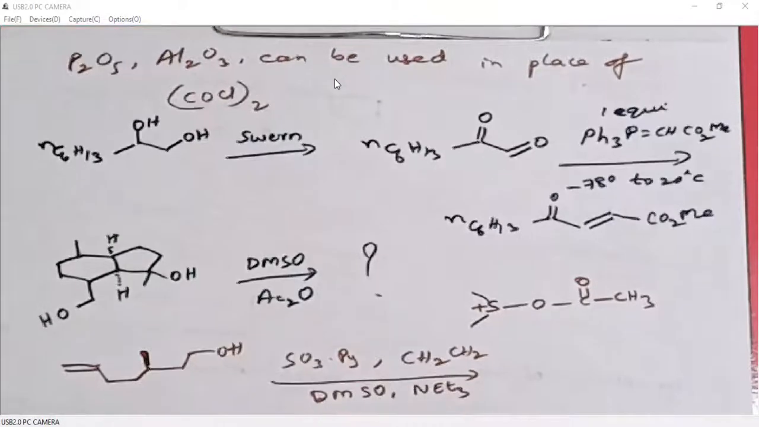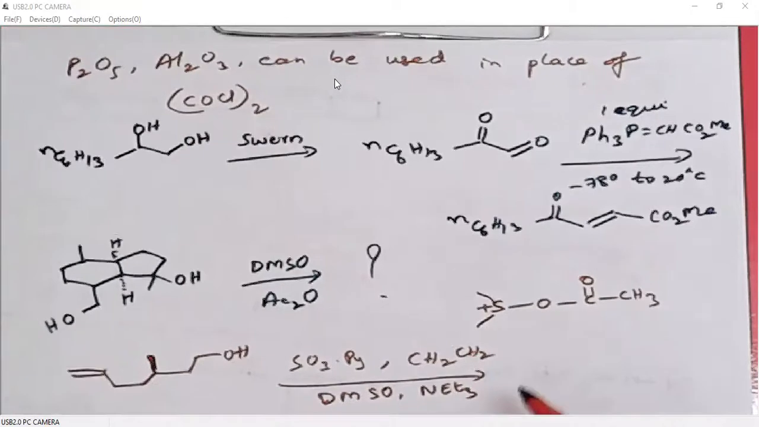So base is an important part of the sulfur reagent based oxidation. We need to pick up the protons. There are several protons, so we must use a base here. So what is the product? Of course, there is only one alcohol, so that alcohol will be oxidized.